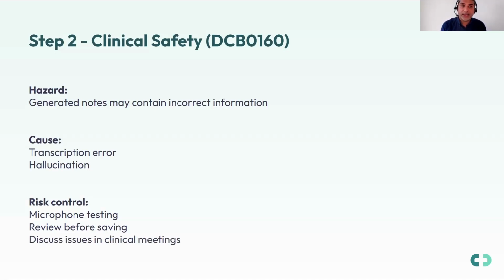So any issues that might come up about generated notes that may contain incorrect information, we should be discussing this in our clinical meetings just to see what other people are experiencing as well. So you can see here, we've got a hazard, we've got a cause, and we've got a risk control and mitigations in there as well. And that's essentially what you're doing when you're going through a clinical safety review of the hazard log, which forms the bulk of the discussion.